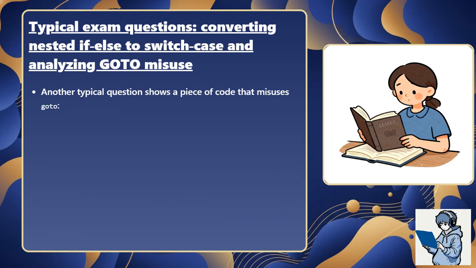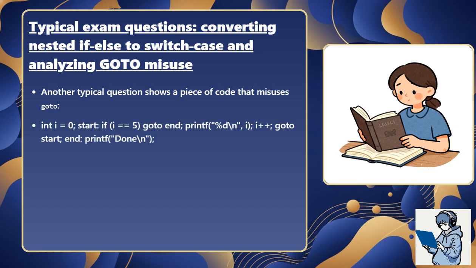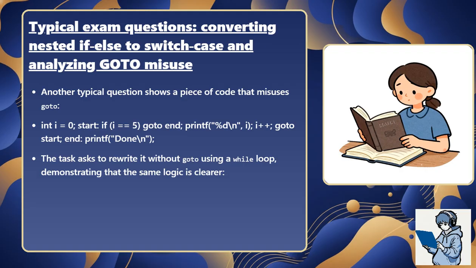Another typical question shows a piece of code that misuses GOTO. Int i equals 0, start label, if i equals 5 goto end, print i followed by a new line, increment i, goto start, end label, print done followed by a new line. The task asks to rewrite it without GOTO using a while loop, demonstrating that the same logic is clearer.